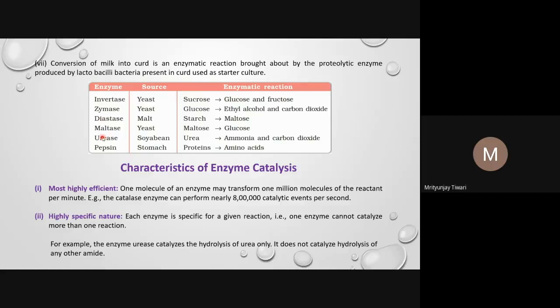Now this urease enzyme, the source of urease is soybean, and this urease enzyme converts urea into ammonia and carbon dioxide. The pepsin enzyme found in the stomach converts protein into amino acids. So this pepsin enzyme is a protease.